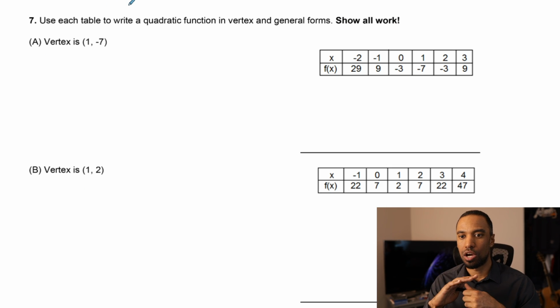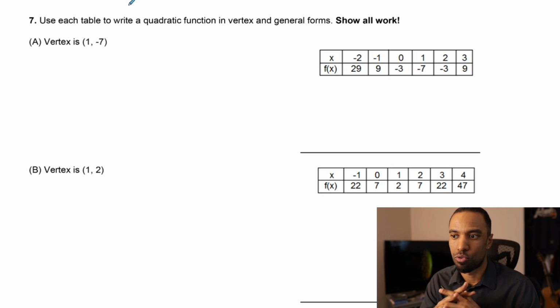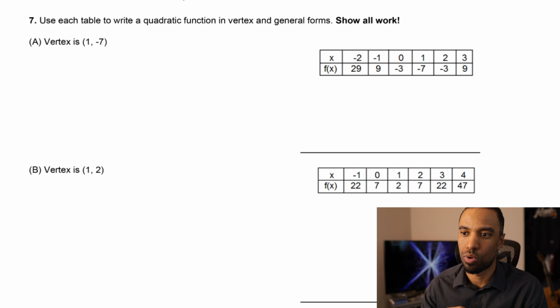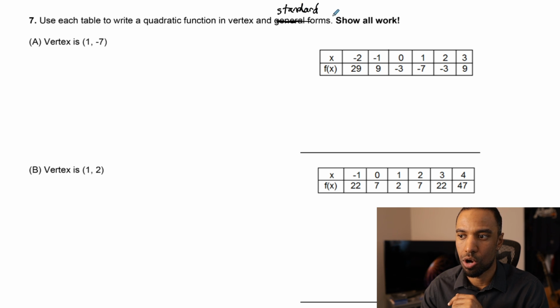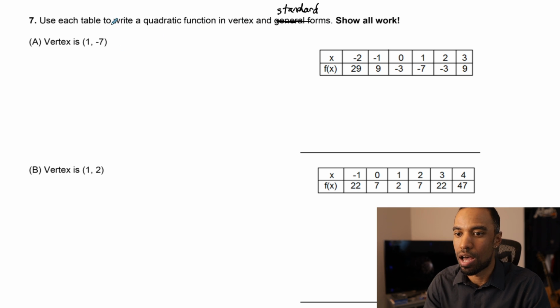Number 7, here we go. Use each table to write a quadratic function in vertex and general forms. Another phrase for general form is standard form. Standard form, that's what I've been using. Show all work. I thought it said good luck for a second. Good luck. All right, guys, I'm going to make this plain and simple.